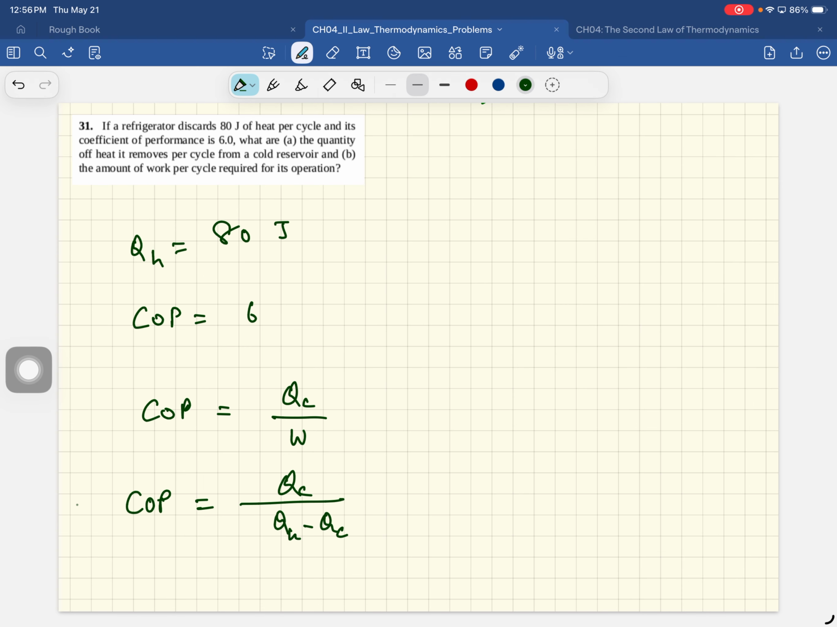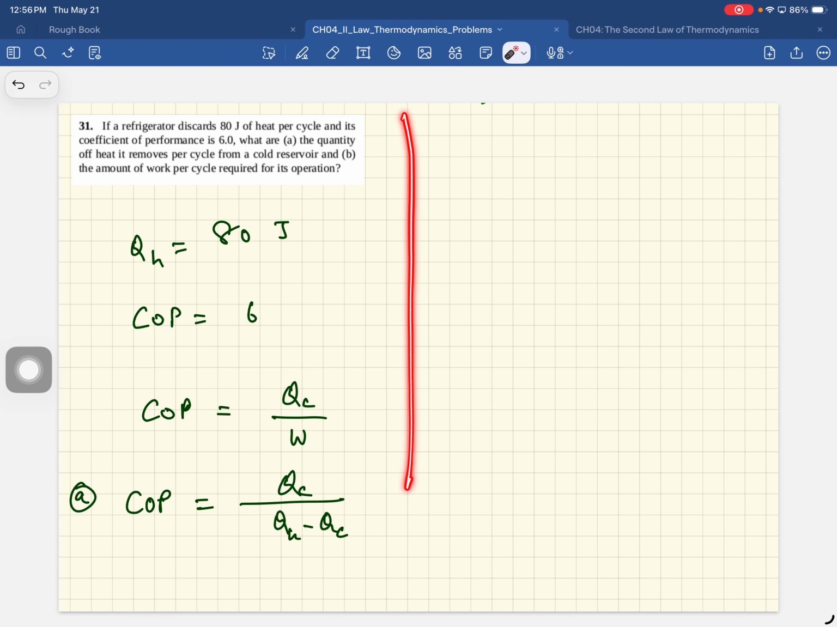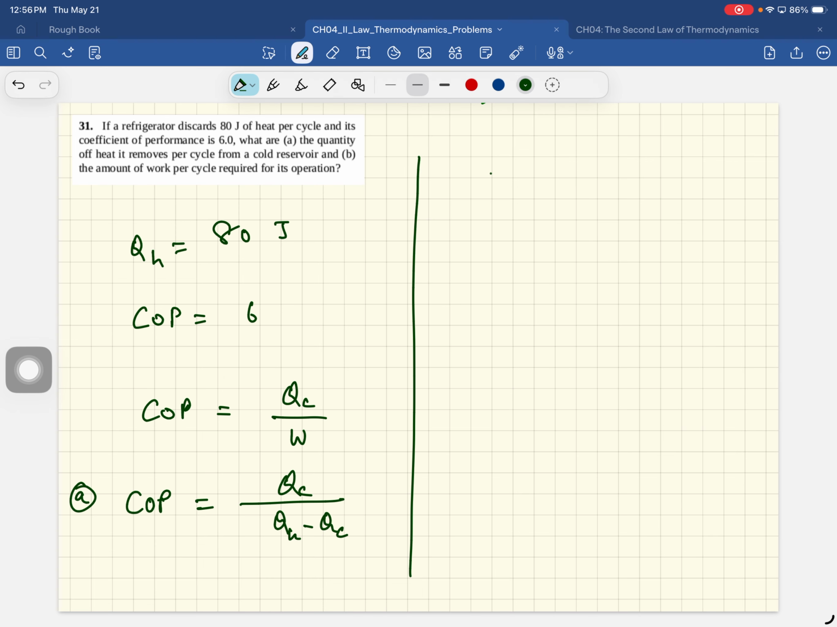A gigawatt power plant is a large power plant. The Hoover Dam is a gigawatt. So for every gigawatt of electricity you produce, you've got to dump 2 gigawatts of heat. So what do you have to do? Where do you dump the heat? A body of water is a good place to dump heat.